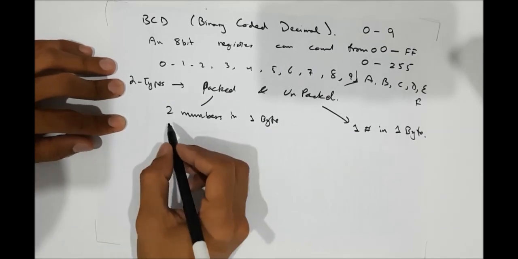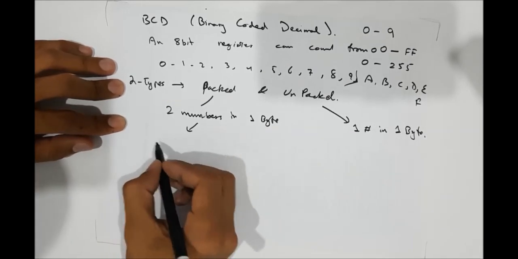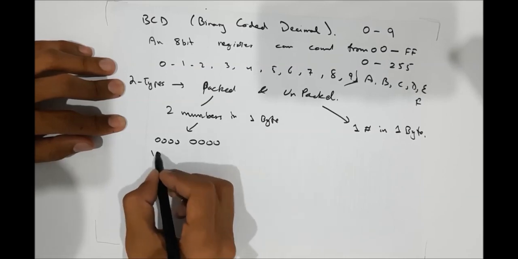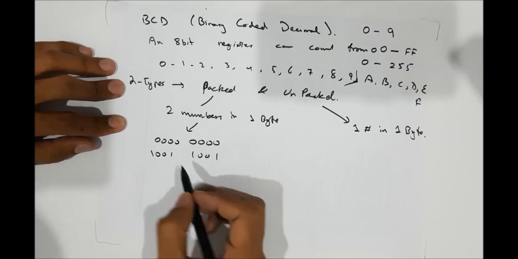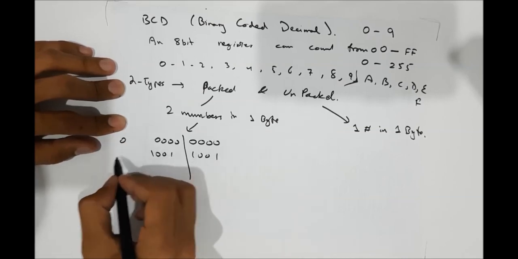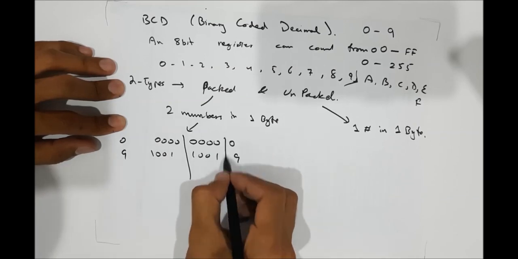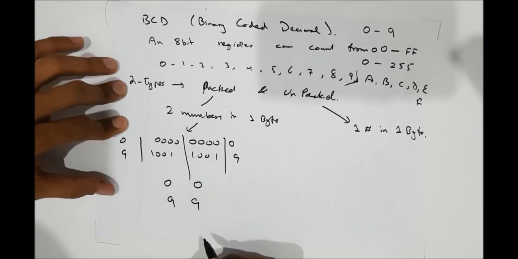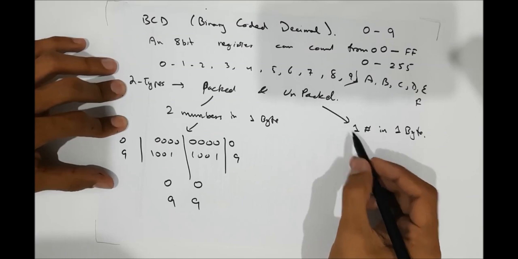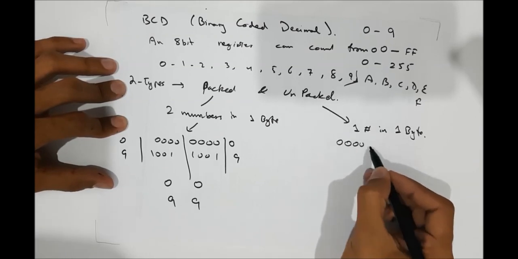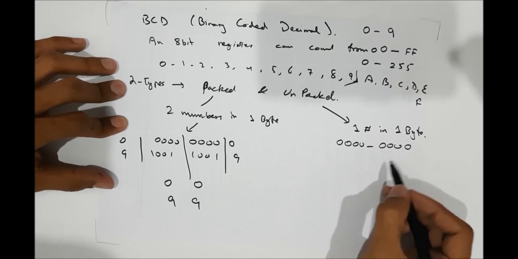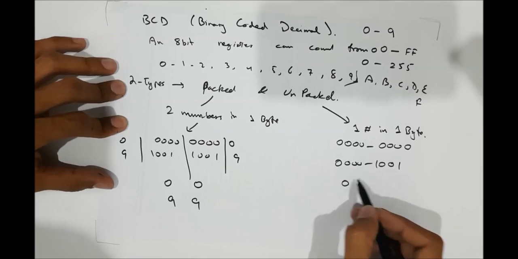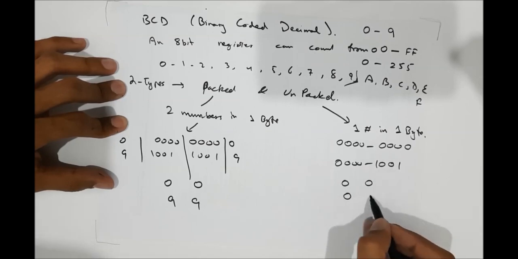What this means is, 0000 0000 to 1001 1001. So they are two separate numbers from 0 to 9 and from 0 to 9, and this means that this packed number can range from 00 to 99. On the other hand, in unpacked BCD numbers, the upper nibble is always 0 and the lower nibble ranges from 0000 to 1001, that is 9. So this will range from 00 to 09.